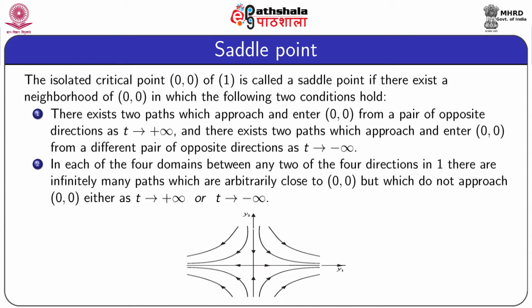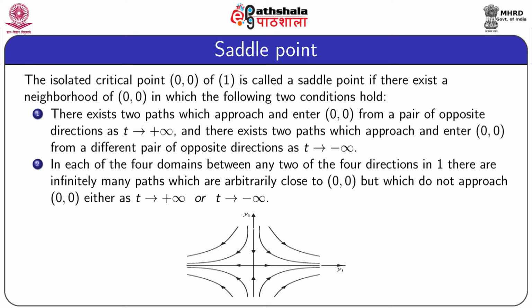Now, this statement will be clear if we look into the figure. So, consider these two straight lines, one is this straight line, another is this straight line. As you can see, there exist two paths which approach and enter (0, 0) as t tends to plus infinity. So, this is one direction and this is another direction, this point is (0, 0). Both of them are approaching the point (0, 0) from opposite directions as t tends to plus infinity. And then consider this particular line, you see this is approaching the point (0, 0) as t tends to minus infinity, which means that actually it is moving away from the origin, that is (0, 0), as t tends to minus infinity.